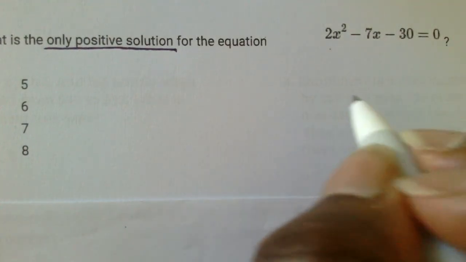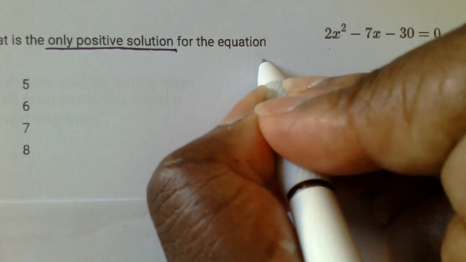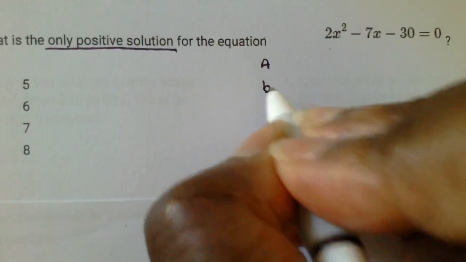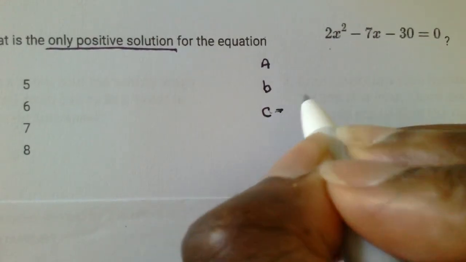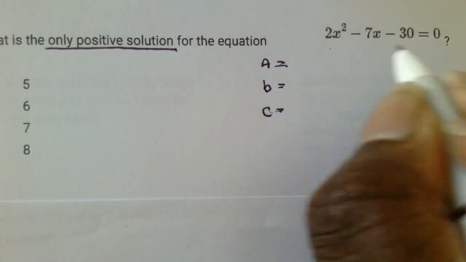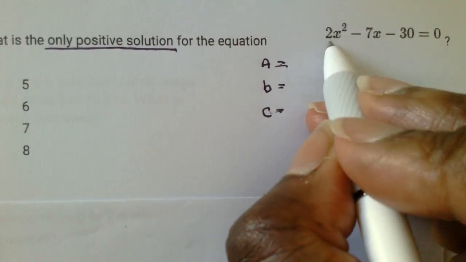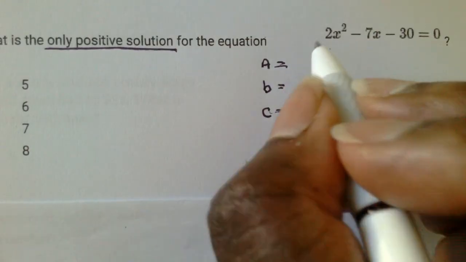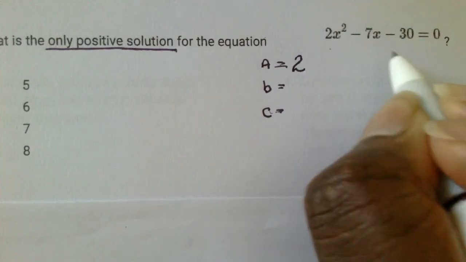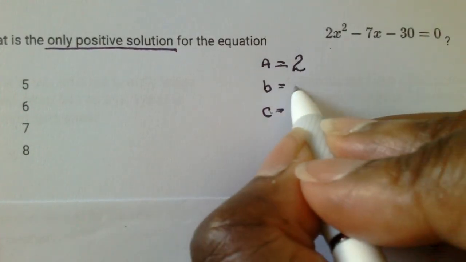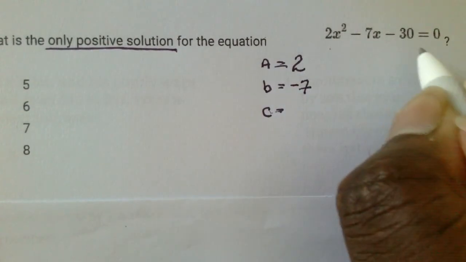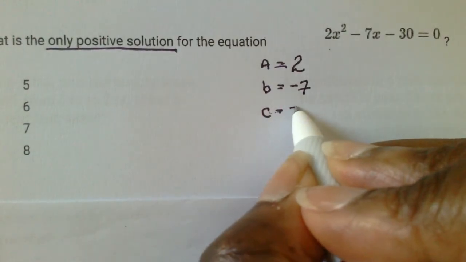So now I need to think. So we can do my A, my B, and my C. Because right now, that equation is written in standard form. The A is always what's in front of the x squared. The B is what's in front of the x. And the C is your constant.